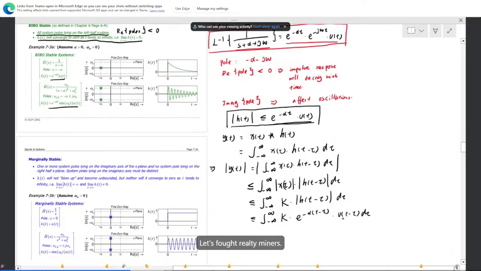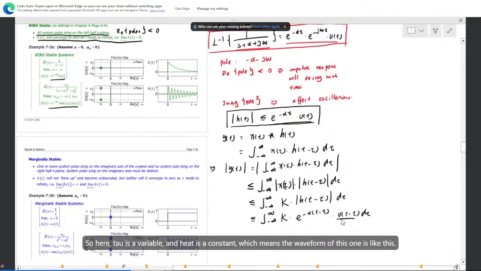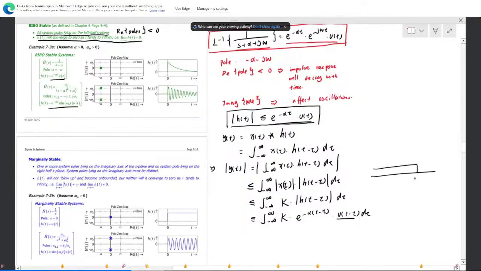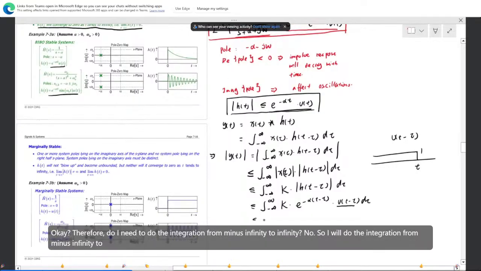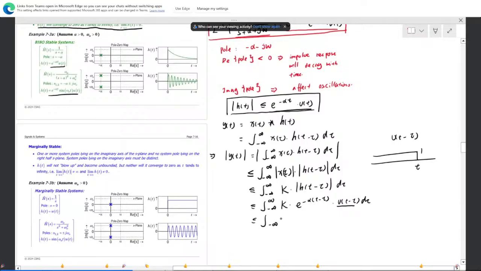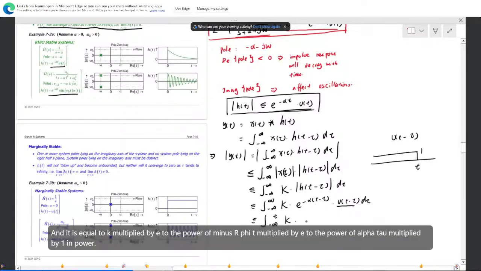Now let's plot u(t minus tau). Here tau is a variable and t is a constant, which means the waveform of this one is like this. So this is u(t minus tau). Therefore, do I need to do the integration from minus infinity to infinity? No. So I will do the integration from minus infinity to t. And it is equal to K multiplied by e to the power of minus alpha t multiplied by e to the power of alpha tau multiplied by 1 d tau.